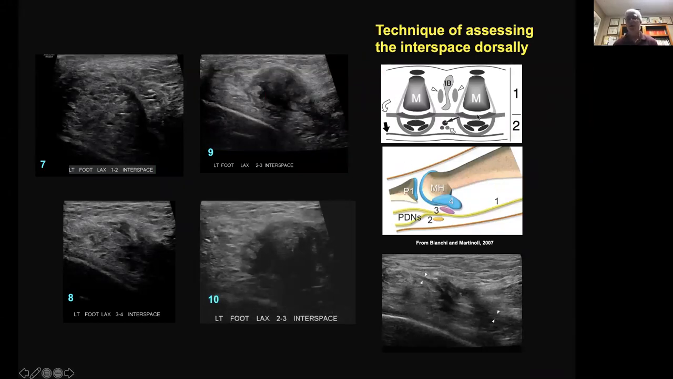So let's just start with the anatomy. This is a cross-section, transverse of the foot, or coronal anatomically. And this is the transverse metatarsal ligament. And so here is a plantar neurovascular bundle.